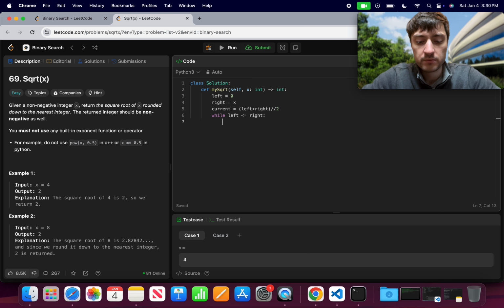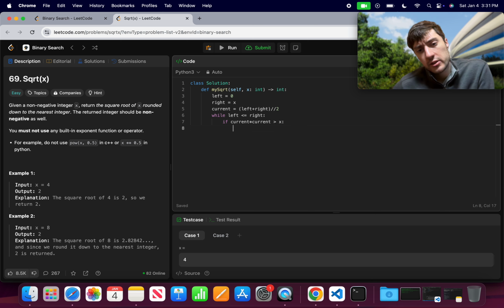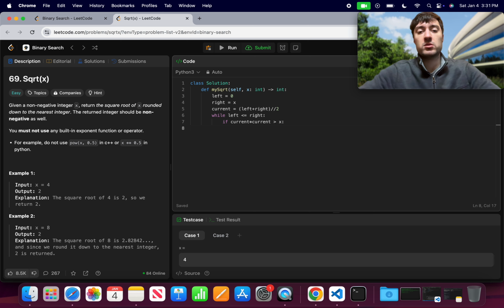So if current times current is greater than X, then what do we want to do? If current times current is greater than X, that means that we need to look in the smaller range. Correct? Okay.